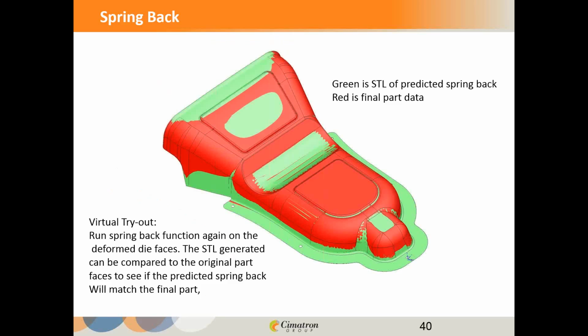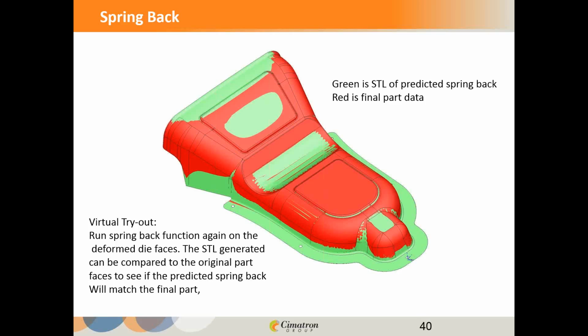Now at 80%, first let me explain this diagram, and then we'll follow this thought. You see in green the part that's predicted with springback, and the red is the finished part data, the actual part data you got from the customer. We'll call this the virtual tryout. Now that I've deformed the die faces, I'll run the springback again using those deformed faces to see if, when the part springs back, it's going to spring back to where it should be.